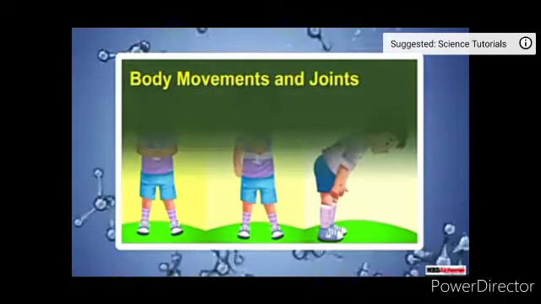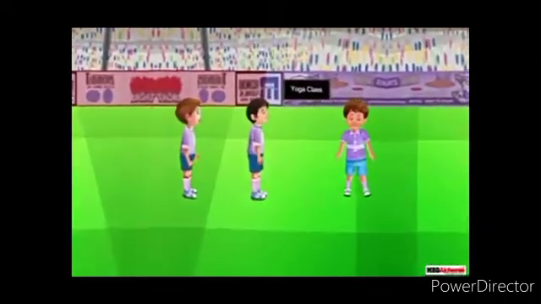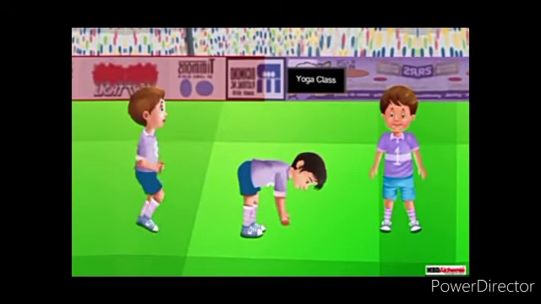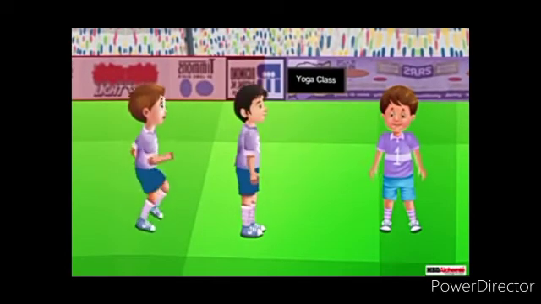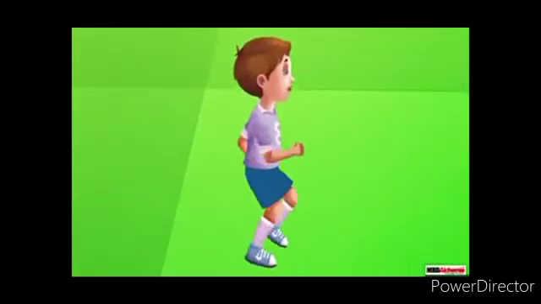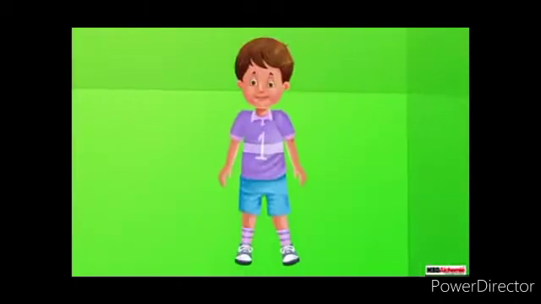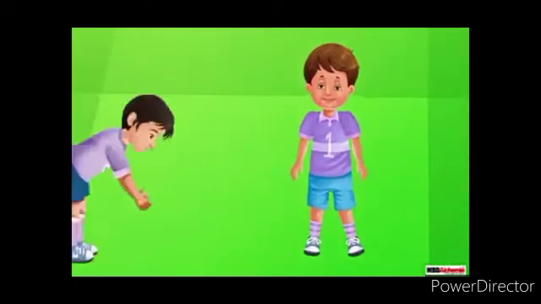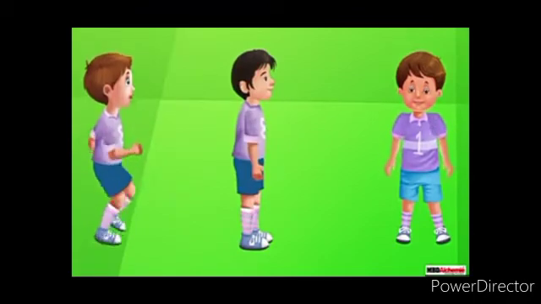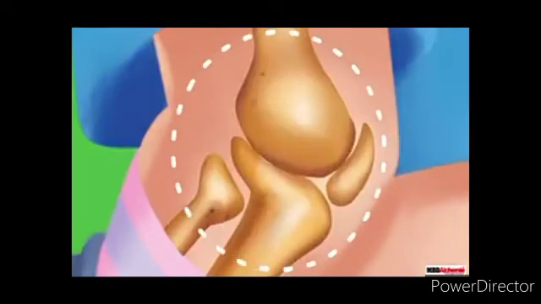Body movements and joints. You do different exercises in your yoga classes at school. For doing these exercises, you do different types of movements. For example, moving your arms and legs, forward bending, shoulder rotation, and many more. You can do these movements easily because your body is flexible. Such flexibility in our body is due to the presence of joints.